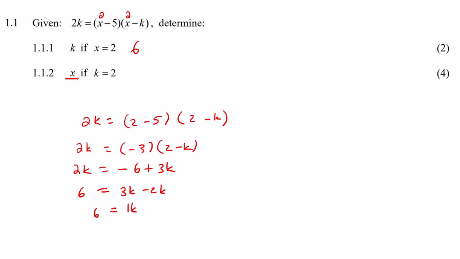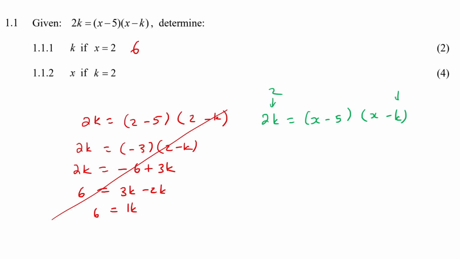This one says calculate x if k is 2. So now we're going to restart the whole question, okay? So now what we're saying is that if we have 2k equals x minus 5 and x minus k, now we're going to replace all the k's with 2. So we're going to put a 2 over there and a 2 over there. So we're going to say 2 times 2 equals x take away 5, and then x take away 2. Okay, so this just gives you 4. Here we're going to multiply out.